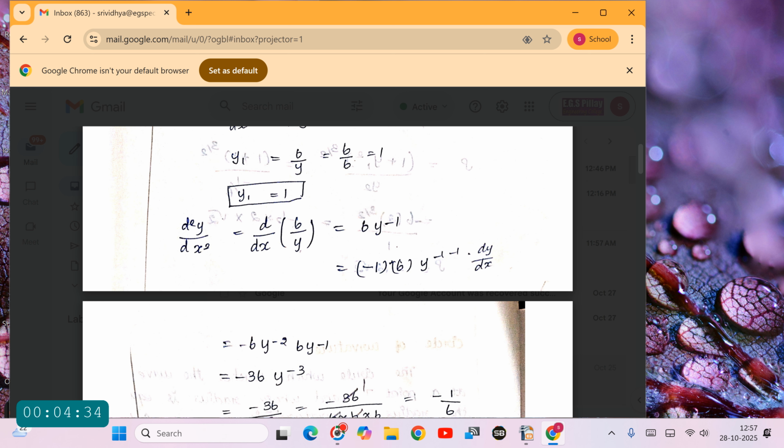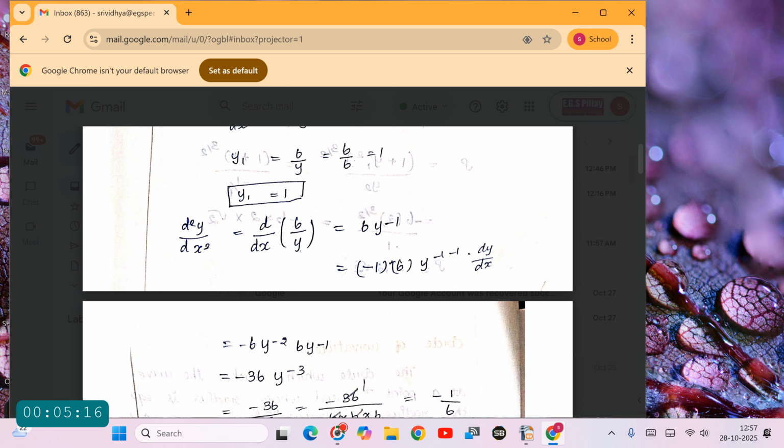Taking the differentiation of 6y inverse, we get 6 into minus 1 into y power minus 1 minus 1 into dy by dx. Here we simply apply the very basic formula of differential calculus: d by dx of x power n is equal to n into x power n minus 1. So minus 1 into y power minus 1 minus 1, and the differentiation of y is taken as dy by dx.